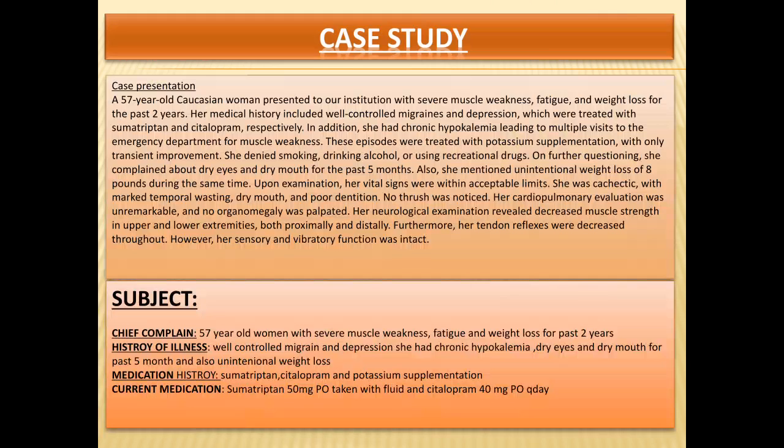Her neurological examination revealed decreased muscle strength in the upper and lower extremities, both proximally and distally. Furthermore, her tendon reflexes were decreased throughout. However, her sensory and vibratory function was intact.